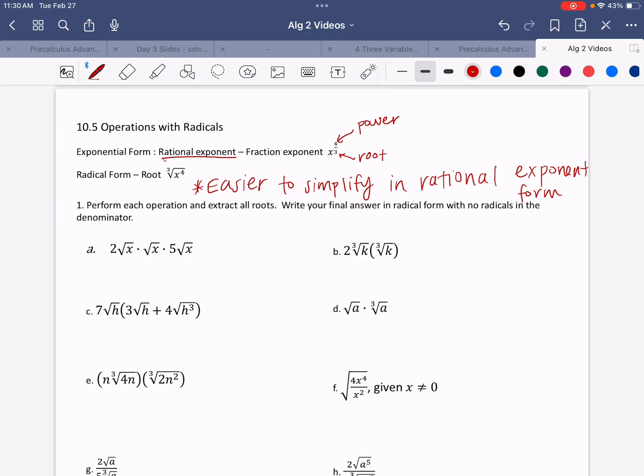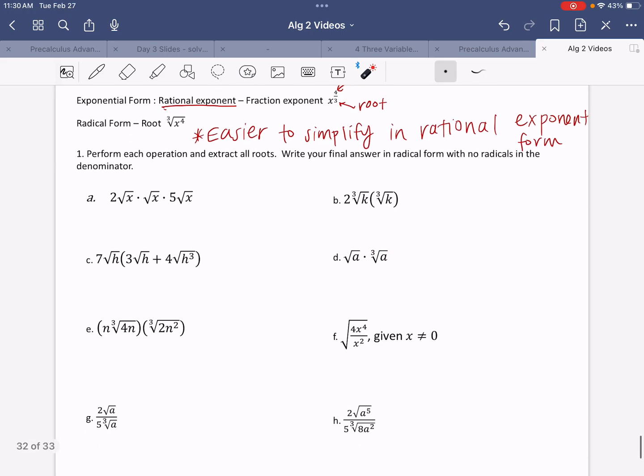You do not have to have like terms to multiply. So what I mean here is we are allowed to multiply if the argument underneath the radical is different, even if the index is different. Like here, we're going to multiply a square root by a cube root, and that's okay. So let's go ahead and jump in.